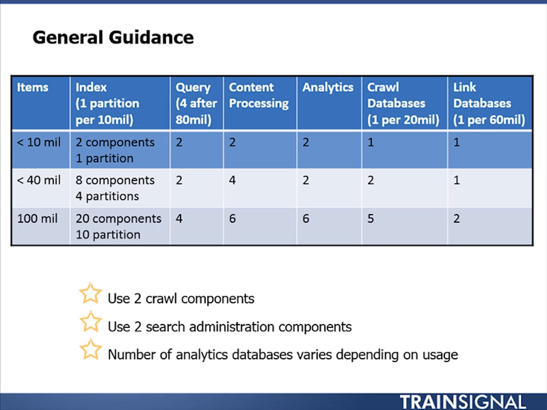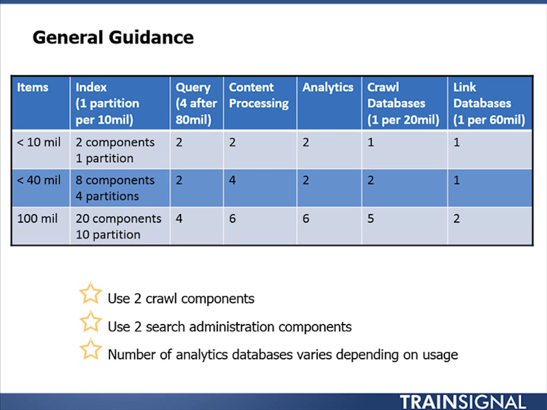For our content processing, it's basically 2 for each 50 million. So you'll notice that if we're less than 10, all we need is 2. Now, our analytics is going to vary a little bit, but generally speaking, if you're less than 10 million items, then you're going to go with just simply 2 analytics servers. As far as our crawl database, it's going to be 1 for 20 million. So if you're talking about less than 10 million items, 1 will do just fine for you. And then finally, our link database, where we're able to just simply have 1 per 60 million. So you'll notice with less than 10 million, all we need is 1.